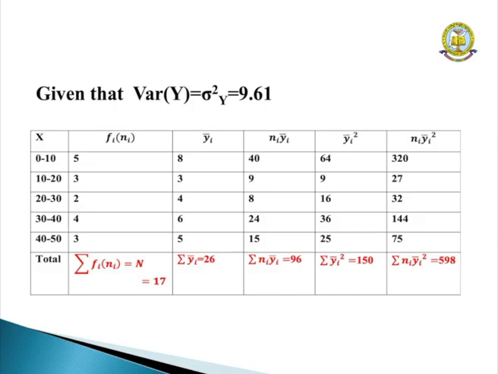Now the frequency is also clearly mentioned in your problem. We need to find, for 0 to 10, what is the frequency value? 5. 10 to 20, 3. 20 to 30, 2. 30 to 40, 4. 40 to 53, 3. We add these to get the total frequency: 5 plus 3 plus 2 plus 4 plus 3. N is equal to how much here? That is 17.